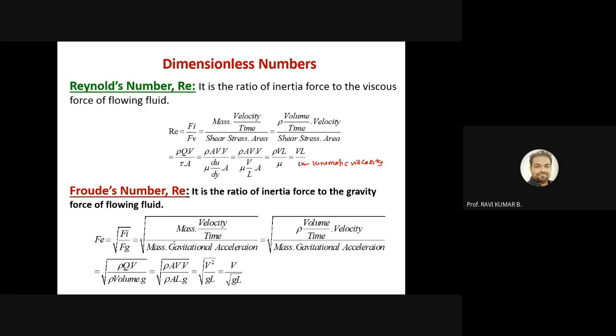That already you know. So if you put all this, you can get rho A v square divided by rho into volume into g, and volume can be written as area into length. Area into length is called volume. If you replace over here within this bracket, area and area cancel out, density cancels out, you will get v square divided by Lg inside. So v can be taken out, so it will become v divided by under root gL, and this ratio is known as Froude's number, and is very useful for open channel flow. V divided by under root gL.